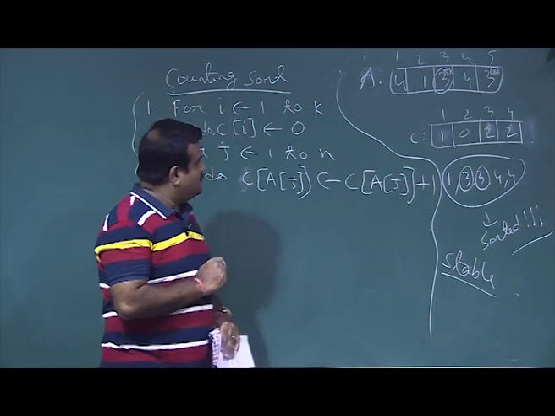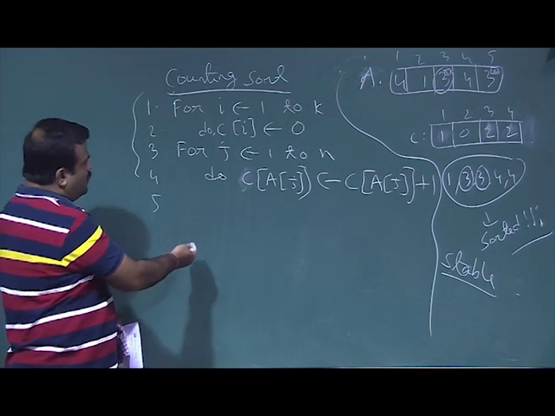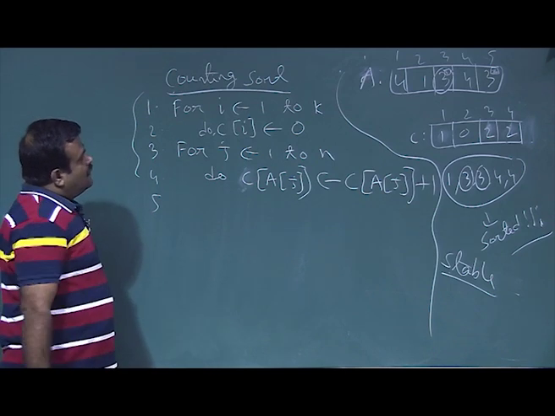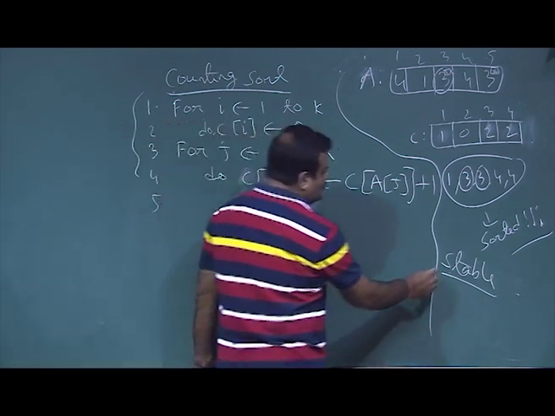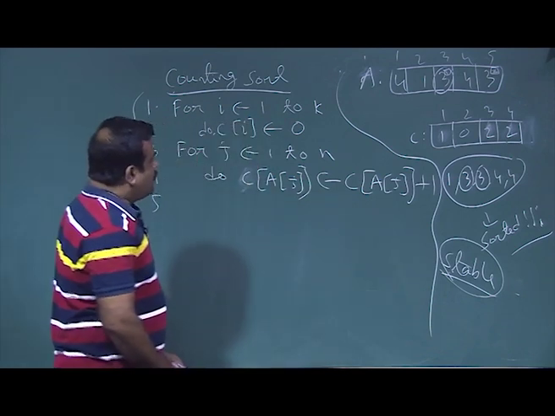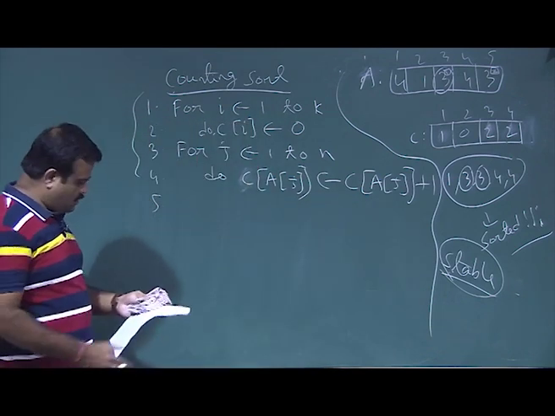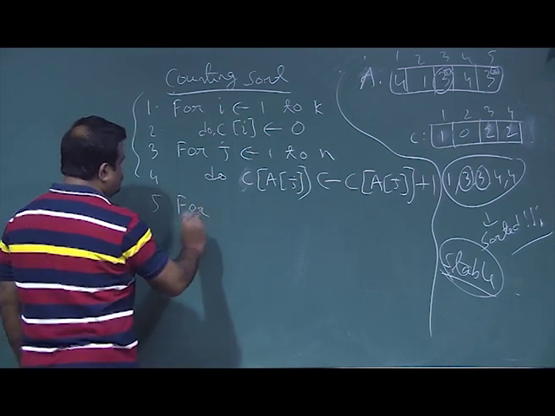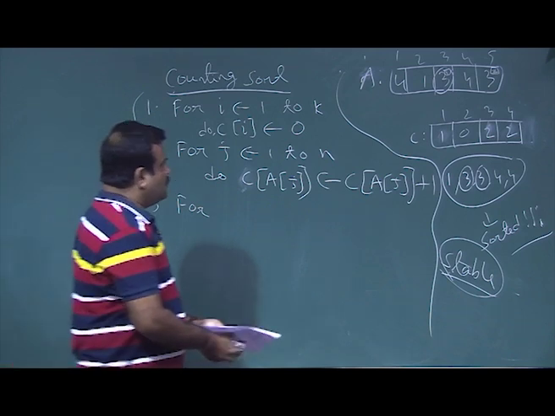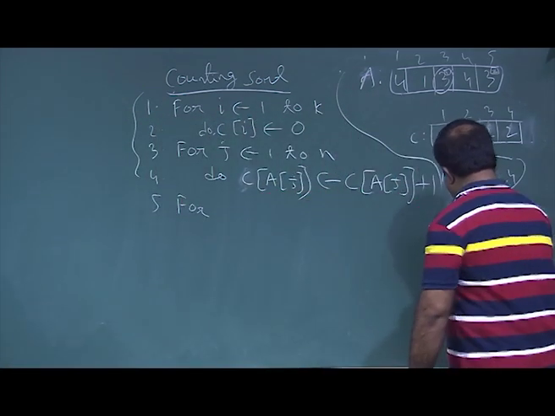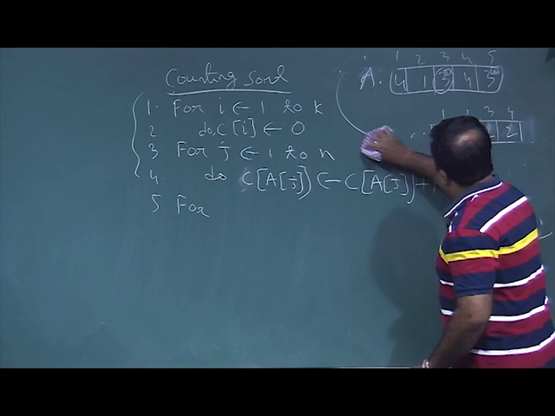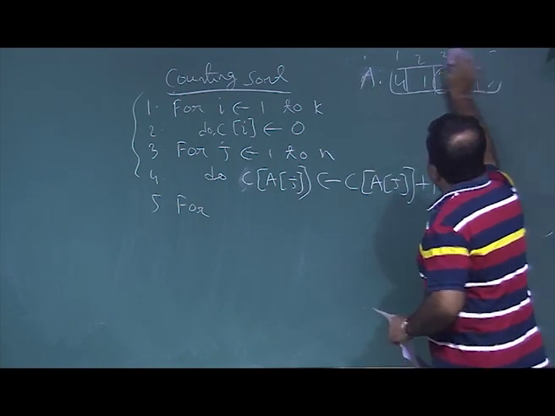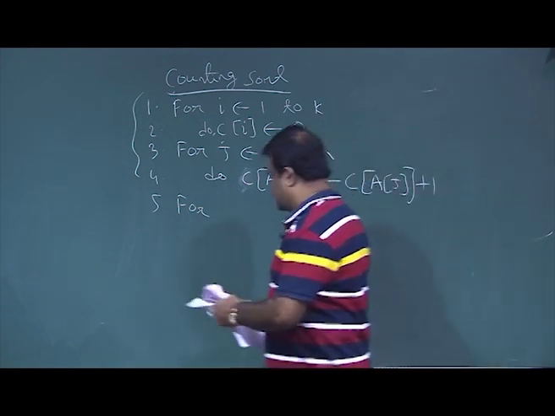So, we want that stability, that is why we have to do a few more steps for this counting sort in order to get this stability. Okay. Let us complete this pseudocode. For this, we first compute the cumulative frequency. Let us erase this for the time being. Okay. We will come back to this example again.